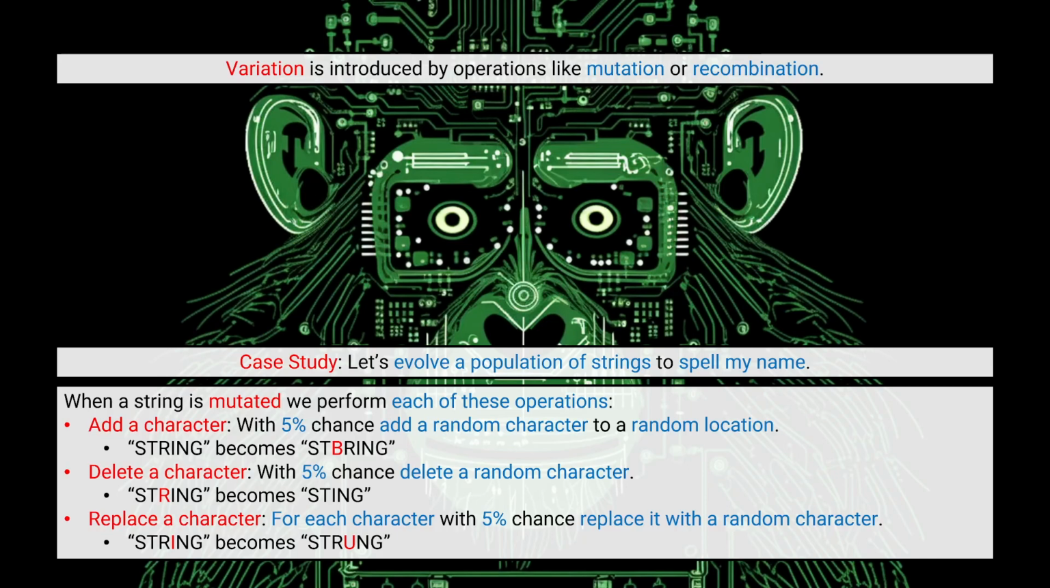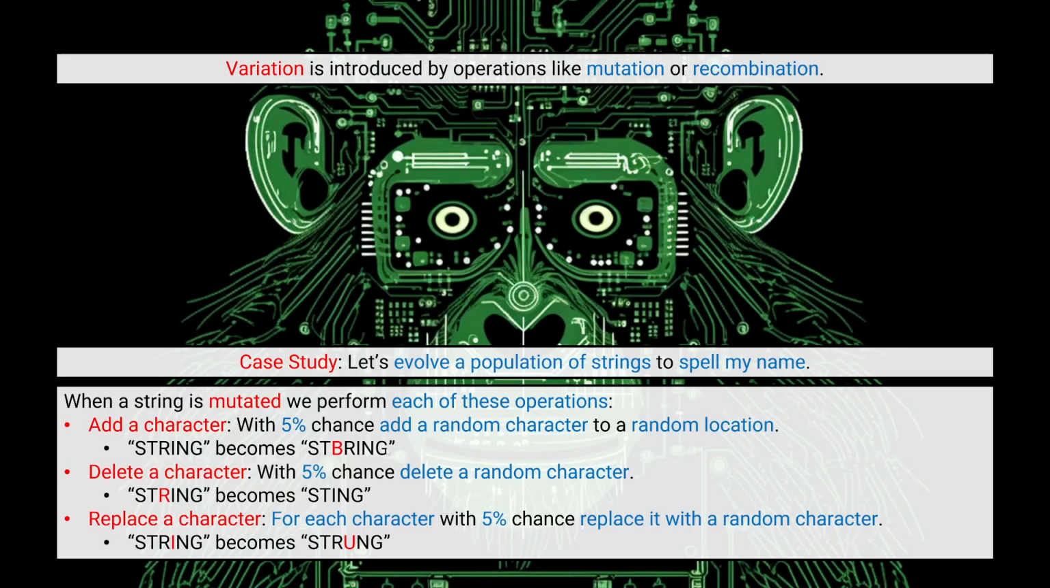I've implemented each, and as I mentioned, each one can take hold in a single call of mutate. So we're going to randomly pick 5% each time for each one of these, and if we get lucky, we might hit each one. We might add a character, delete a character, and replace any number of characters as long as we get that 5% roll.